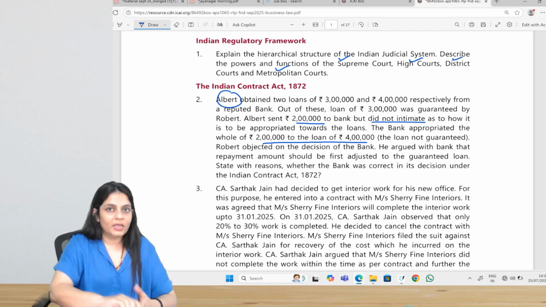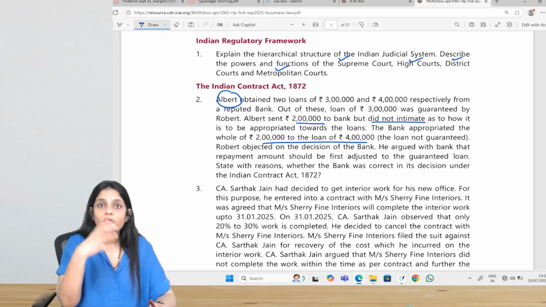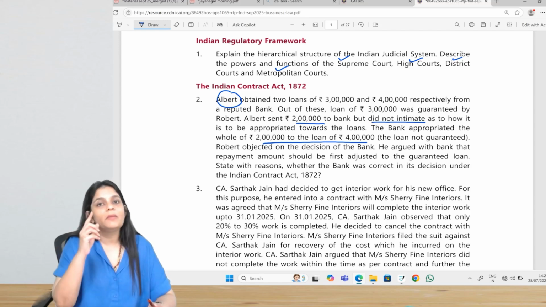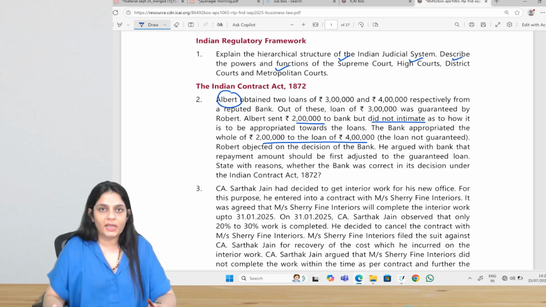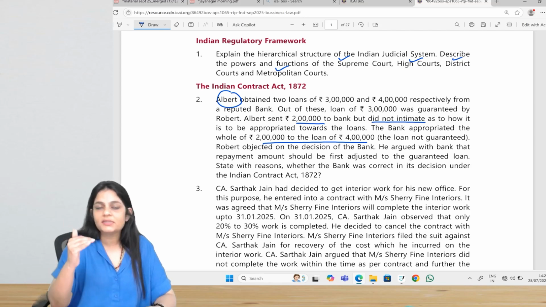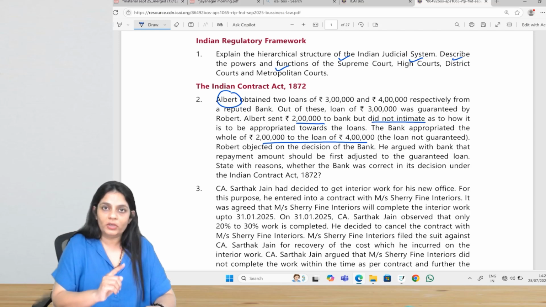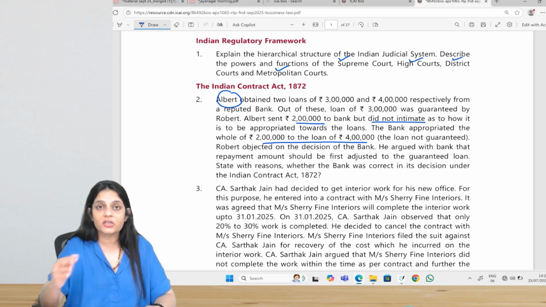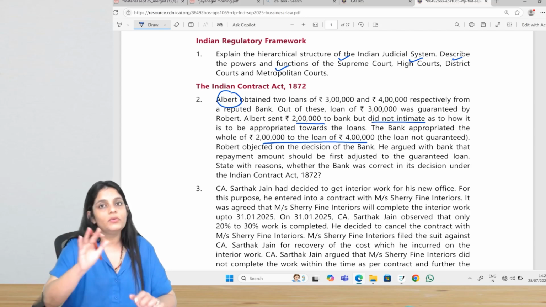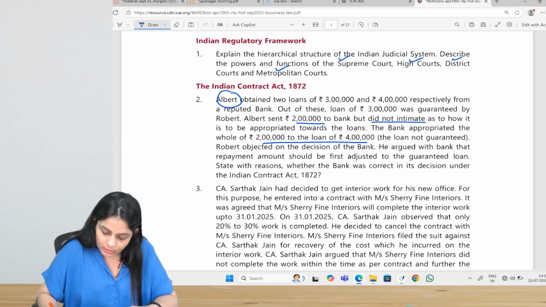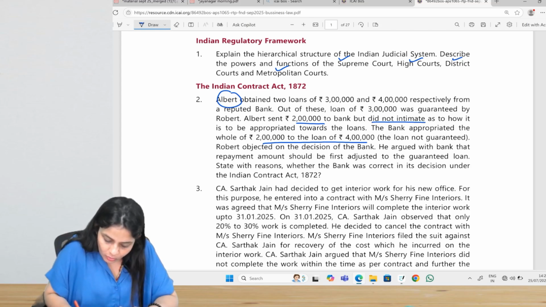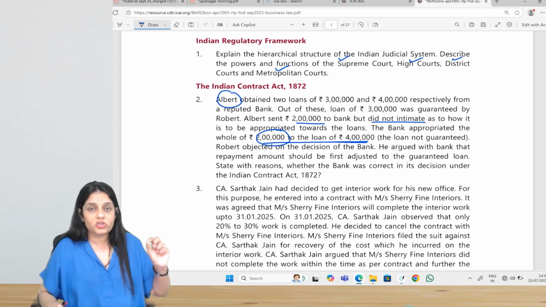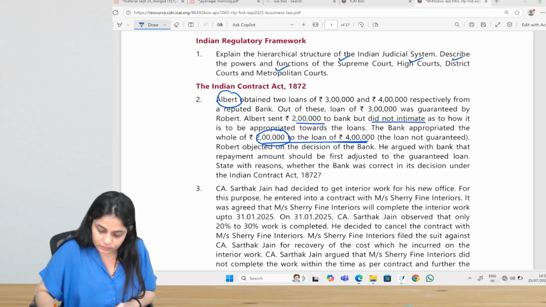In case of appropriation of payment, the first right to decide which debt to set off is with the debtor. When he makes a payment, he can specify which debt must be set off. And if the creditor accepts the payment, he must set off that debt only. But if the debtor does not specify anything, the creditor may at his discretion set off any debt, including a time-barred debt. Here, the bank appropriated the whole of 2 lakh against the 4 lakh. Can the bank do so? Yes. It is the creditor's discretion which debt to set off.